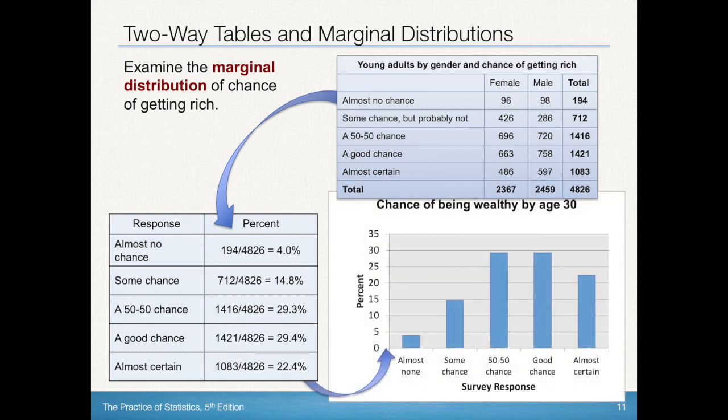If we create a bar graph to help us with this, the only difference between this bar graph and other bar graphs is that we have the percentage on the vertical. And we can see here that people are generally optimistic of their chances of getting wealthy. There is clearly a higher percentage of people that said 50-50 and above than there is that said almost none and some chance. And so this marginal distribution that we've created can be very useful if we want to start trying to make some inferences about people's opinions of our chances of getting rich.